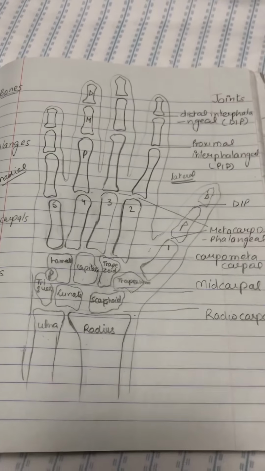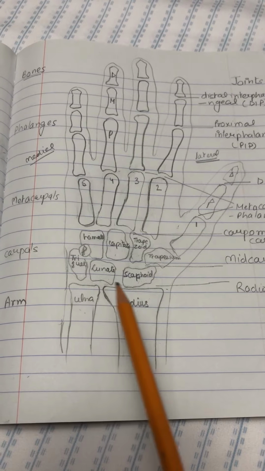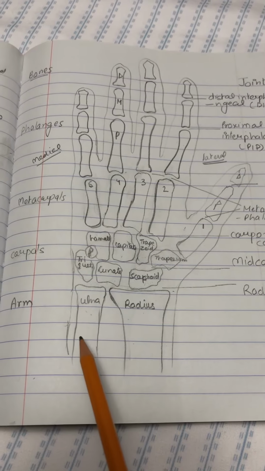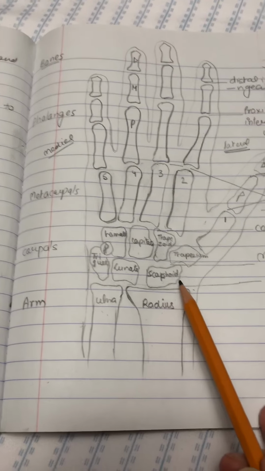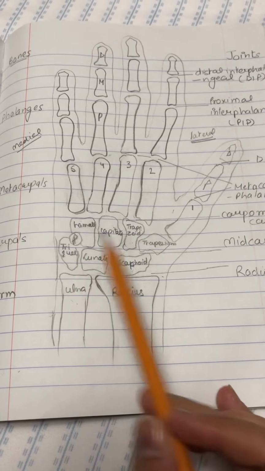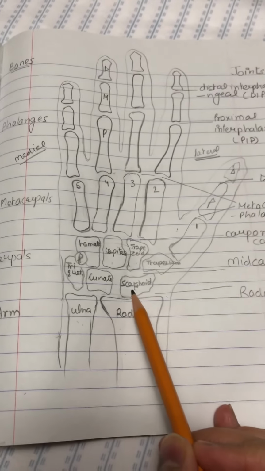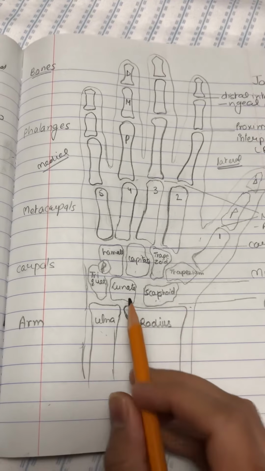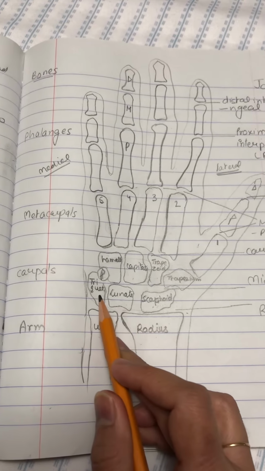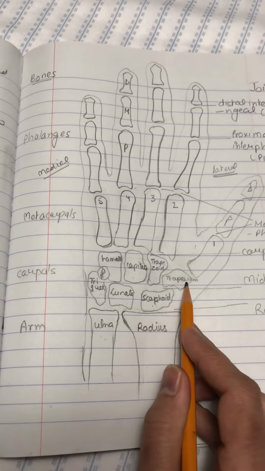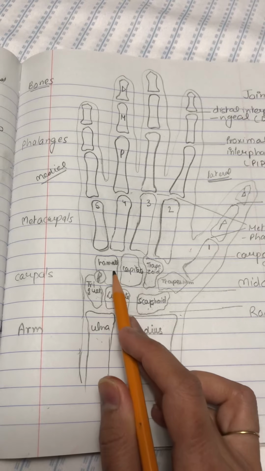Now first we will see the bones. In the proximal section, this is the radius, ulna, and then there are 2 rows of carpal bones. On the very lateral side there is the scaphoid, then towards the medial side as we go, the lunate, triquetrum, pisiform, and in the other row from lateral to medial, the trapezium, trapezoid, capitate, hamate.